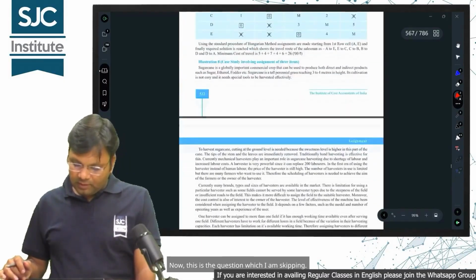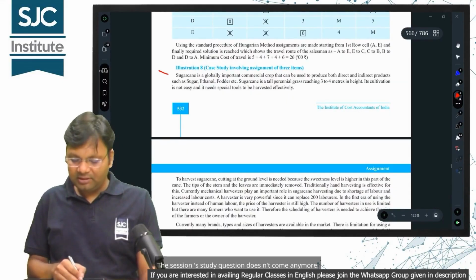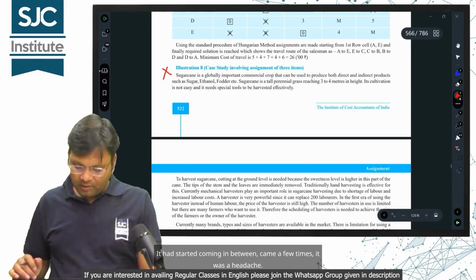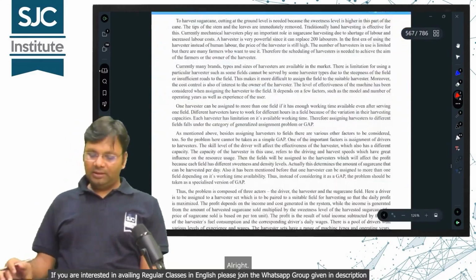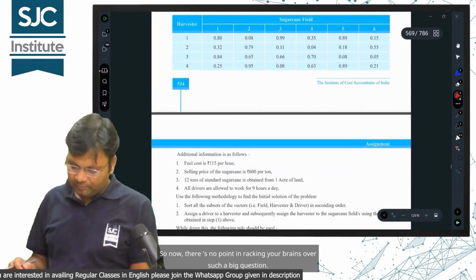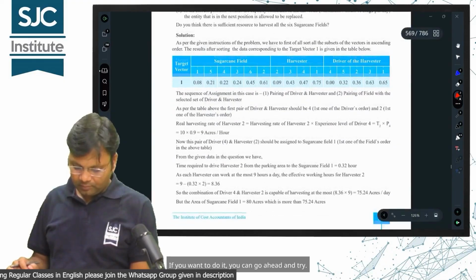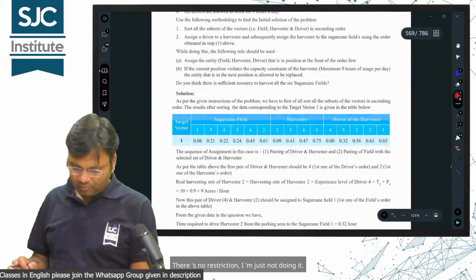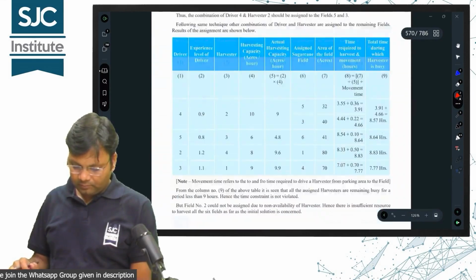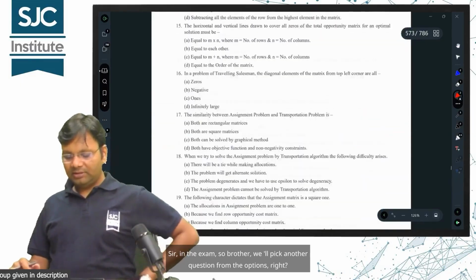It'll be fun. Now, this is the question which I am skipping. Yes, I am. The session study question doesn't come anymore. It had started coming in between, came a few times, it was a headache. Alright. So now, there's no point in racking your brains over such a big question. If you want to do it, you can go ahead and try. There's no restriction, I'm just not doing it. Sir, in the exam, so brother, we'll pick another question from the options, right?